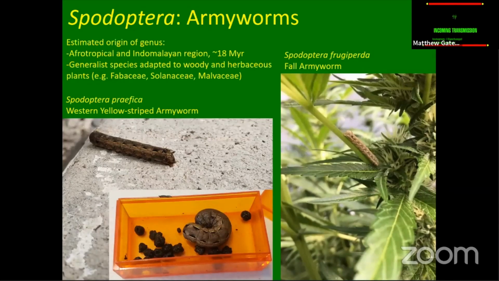So the Spodoptera are the armyworms. They are a genus of moths. They're probably not the worst genus of moths to get into cannabis, but they are one that I feel like people don't hear about a lot. So I wanted to focus on them a bit here.